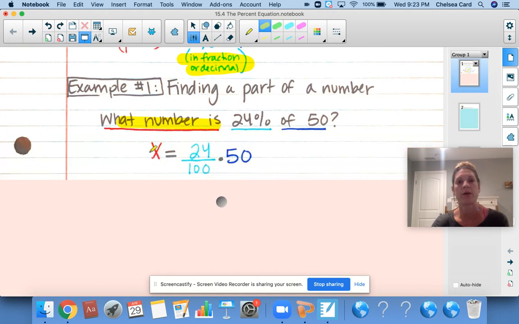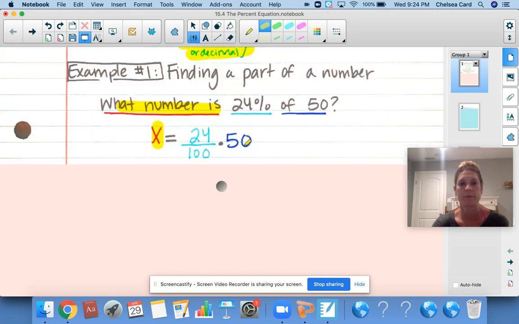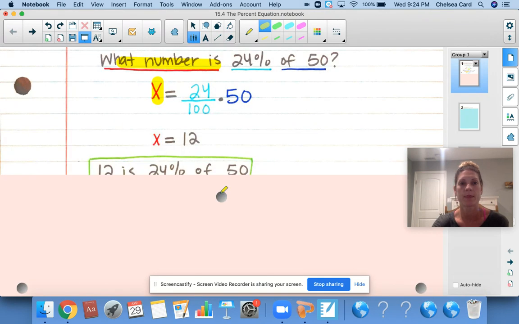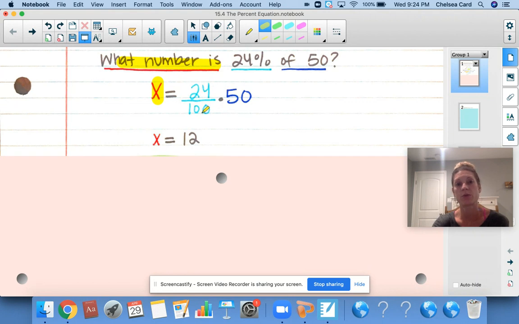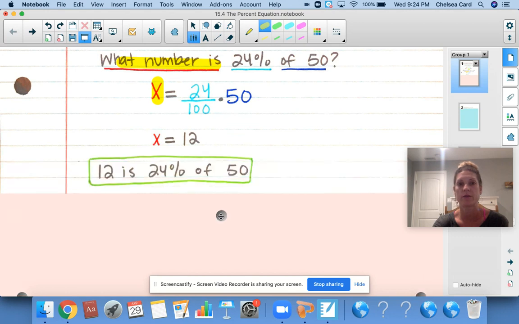So we're going to go X because that's what we're looking for here. What number is 24 over 100, which is 24%, 24 hundredths, times 50. So when you go through and you solve, 24 divided by 100 is 24 hundredths times 50 is 12. So 12 is 24% of 50.